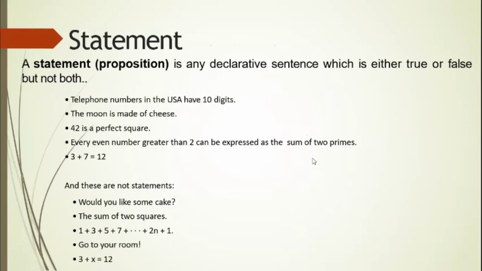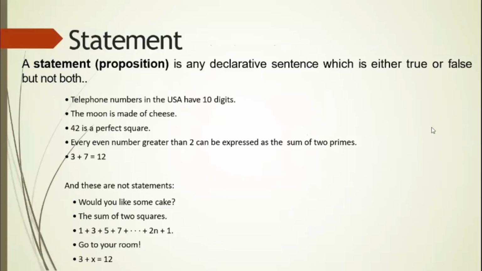First example is that telephone numbers in the USA have 10 digits. So that is a declarative sentence. It states a fact. The moon is made of cheese. Okay, so it states a fact. But regardless whether that is true or that is false, that is still considered as a proposition or a statement. 42 is a perfect square. So that is still a proposition, regardless whether that is true or false. But we all know in reality, 42 is not a perfect square.